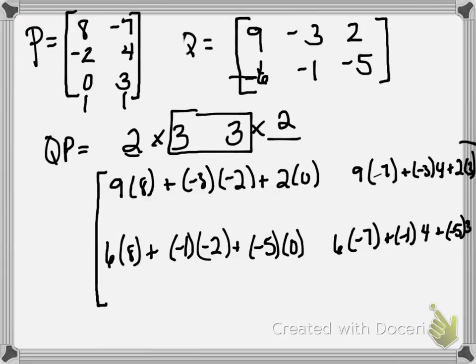So when I simplify all of this, I end up with 78, negative 69, 50, and negative 61.